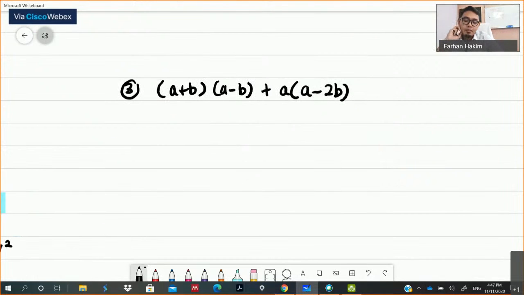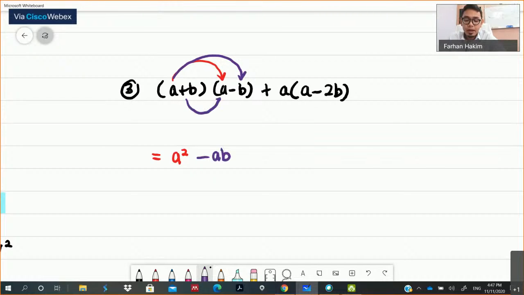Okay, let's go to number 3. A plus b, a minus b, we have a minus 2b. So we can expand this one. A multiplied by a, we will have a square. Next, a multiplied by negative b, minus ab. B multiplied by a will have positive ab. And then b multiplied by negative b will get negative b square.